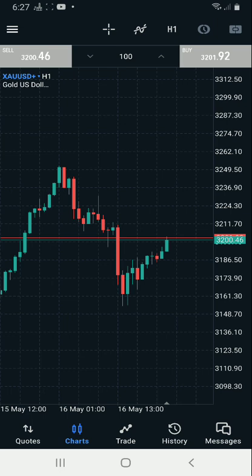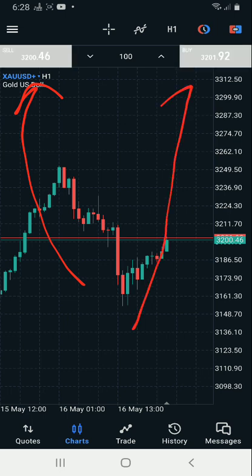How to use MT5 the easiest way. If you want to take a sell trade, you click on this sell right here, after you have arranged your lot size. You have arranged your lot size like this, you click on this sell button. If you want to take a buy trade, click on the buy button.